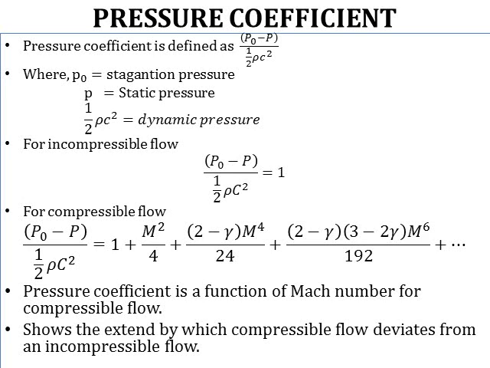Here, the pressure coefficient can be used to understand how much a compressible flow deviates from the incompressible flow. If the value is closer to unity, it means that it is in greater agreement with incompressible flow. If the value is away from unity, it means that it deviates highly from the incompressible flow.